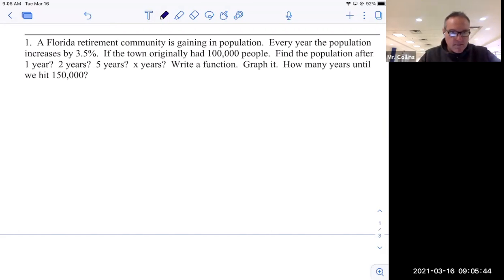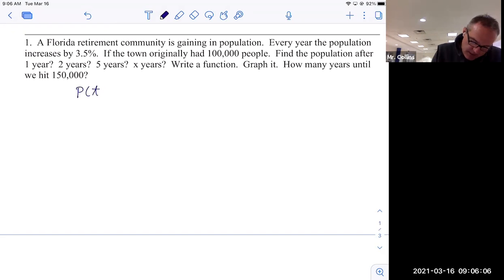Again, we're looking at some of these word problems involving population growth and decay using exponential functions. So here you've got a retirement community that increases every year by 3.5%. And the town started with 10,000 people. And don't forget, we have this growth function.